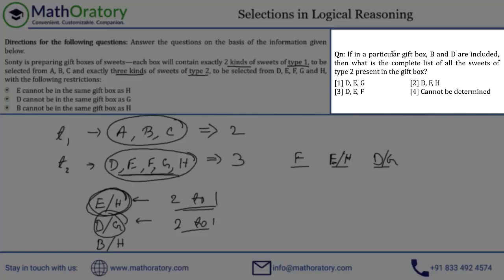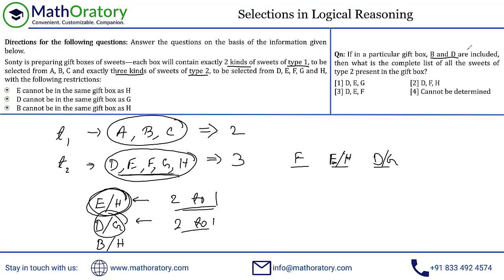Okay, again, some additional information here. If in a particular gift box, B and D are included. So we are including B from the first type, sorry. D is included, so G cannot be selected. And by the way, if B is selected from this information, H cannot be selected, right? So everything is fixed except for A and C. Either of A or C could be selected. We don't know as of now.